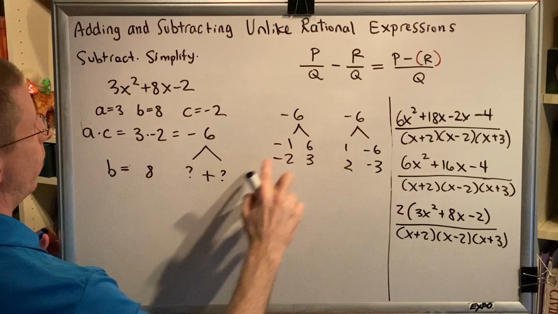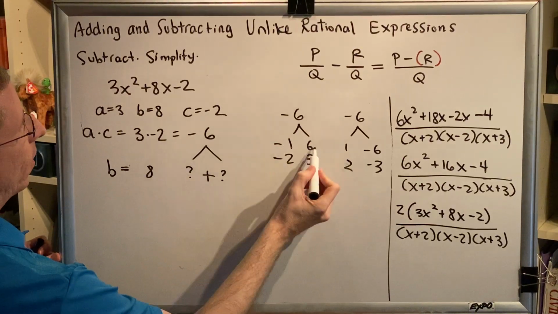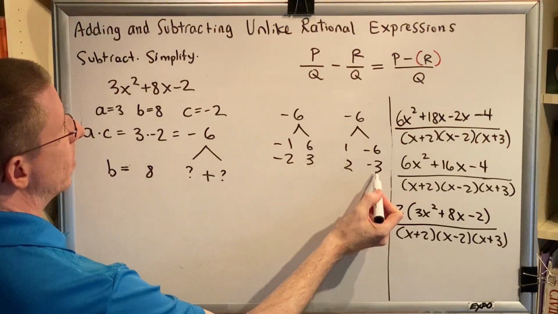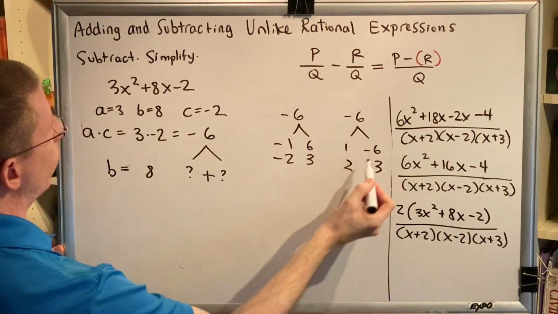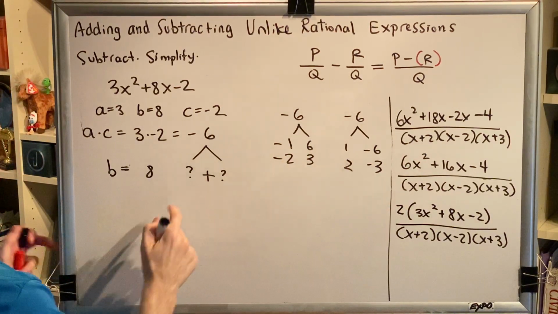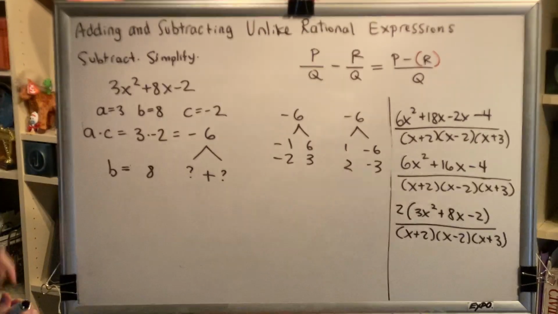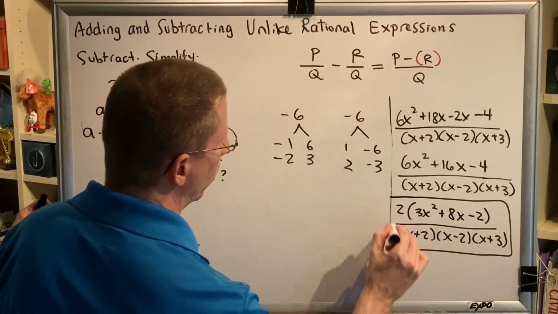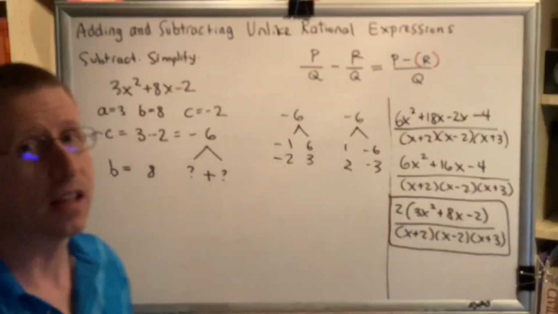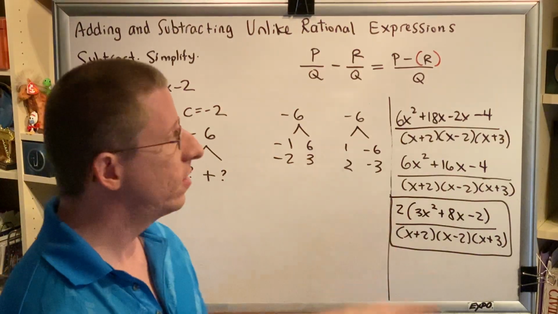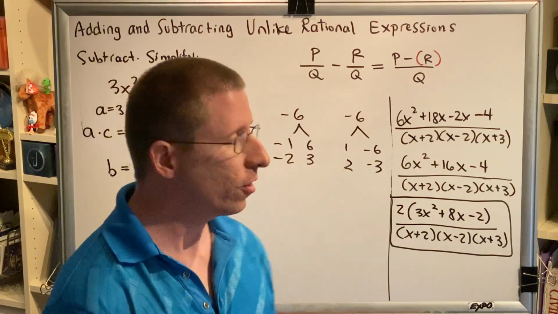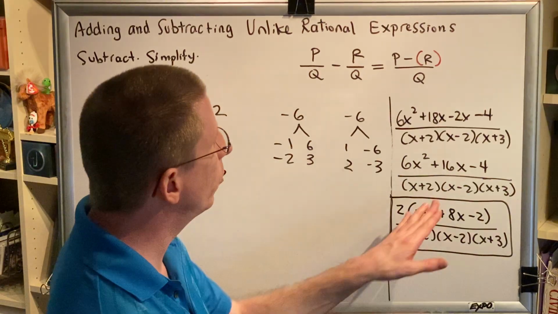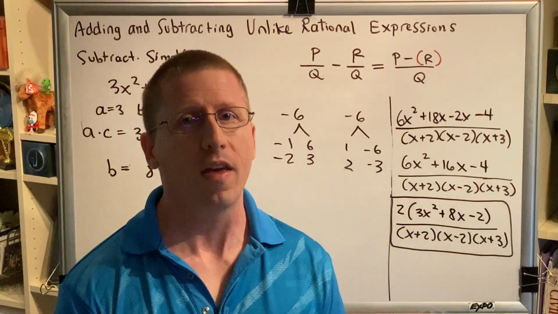Now we're trying to find a pair of numbers that adds to make 8. Negative 1 plus 6 is 5. Negative 2 plus 3 is 1. 2 plus negative 3 is negative 1. 1 plus negative 6 is negative 5. None of these pairs of numbers make 8. What that means is that this trinomial is prime and cannot be factored, and therefore, this is our final answer. Although it is inconvenient, we must always check to see if our numerator trinomial can be factored when working with problems of this type, because if it can, it is possible that we will need to cancel a factor up top with a factor down below.